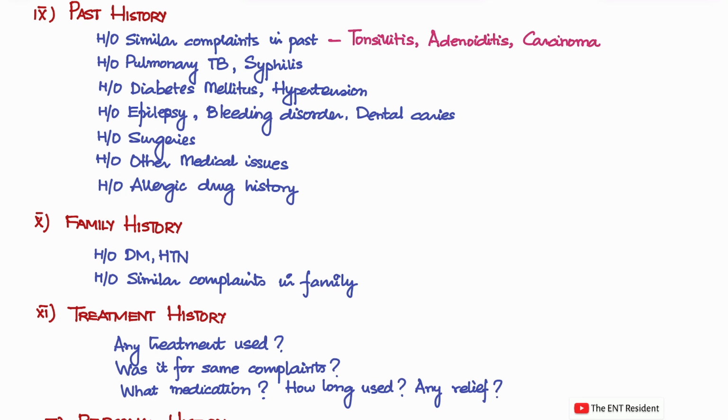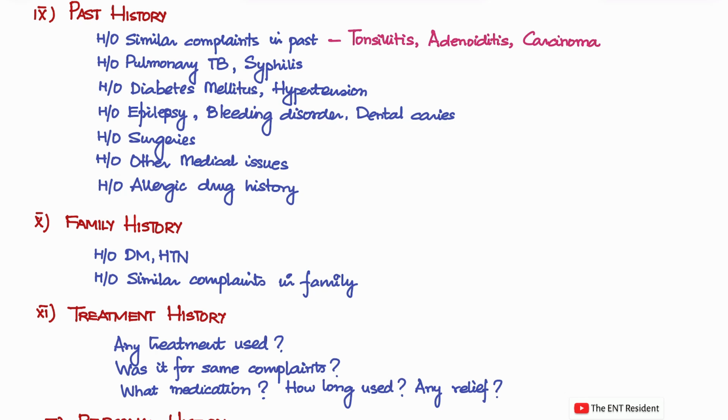Then you ask about a history of pulmonary TB, syphilis, diabetes mellitus, hypertension, any history of epilepsy, bleeding disorder, dental caries, any surgical history or other medical history, and any allergic drug history. This is all about the past history. And in family history, you ask about diabetes, hypertension, any similar complaints in the family, for example malignancy. You could find patients of malignancy in the family itself.